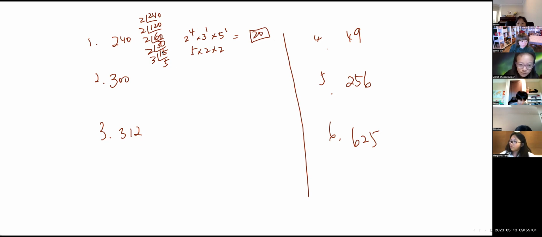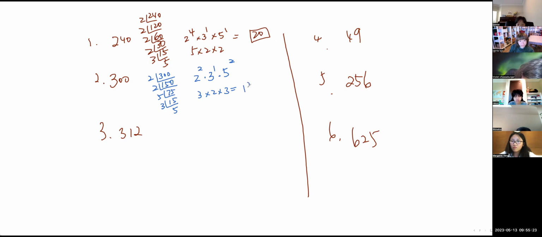Okay. So 300 divided by 2 is 150, divided by 2 is 75, divided by 5 is 15, divided by 3 and 5. So it's 2 to the power 2 times 3 to the power 1 times 5 to the power 2. So 3 times 2 times 3 equals 18.